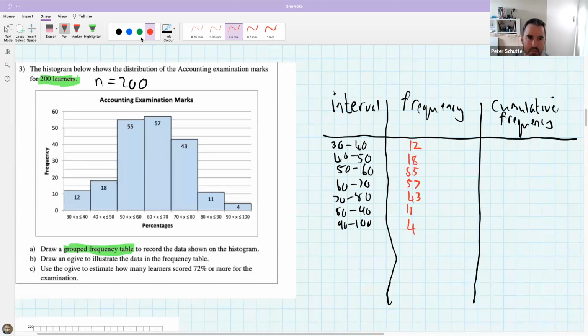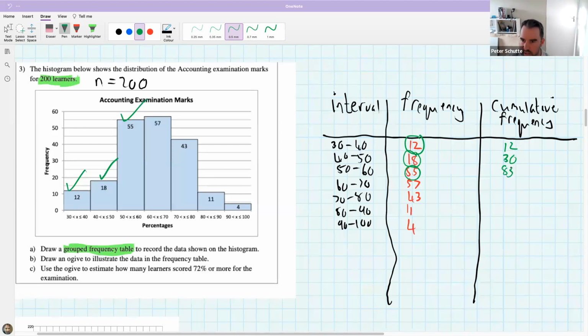Okay, now the frequency column is actually me just taking straight from each bar in the histogram. So that wasn't too hard. The cumulative one is a bit harder because I have to add up 12 and 18. That gives me the 30.